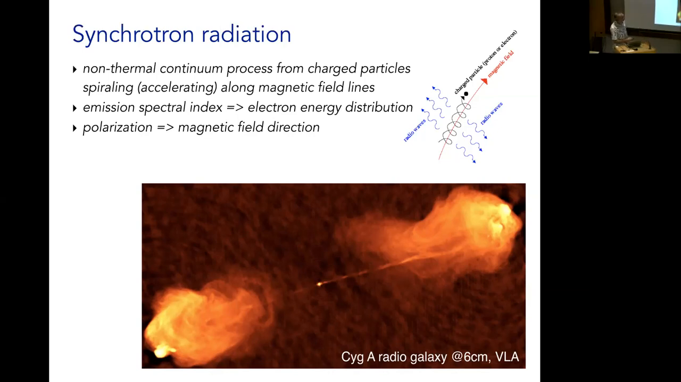So a classic example, Cygnus A. There's an AGN down here shooting out jets. This is in the centimeter to meter wavelength regime and can be observed with the VLA.